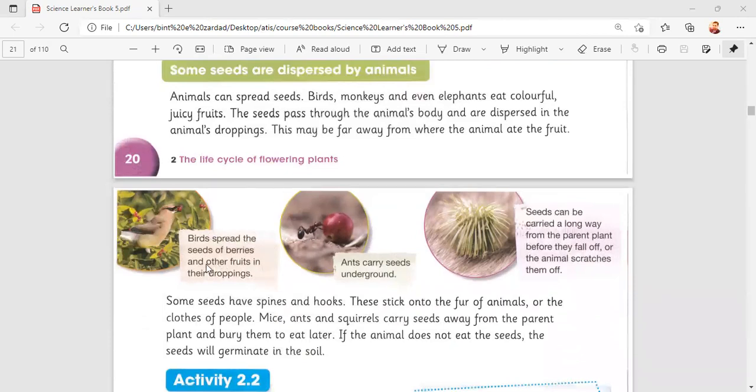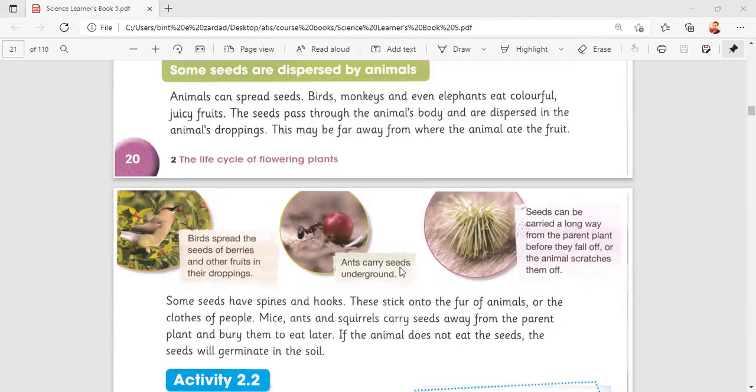So birds spread the seeds of berries and other fruit in their dropping. Obviously, the bird eats different small berries. They are colorful, but the seed of the berry has a hard surface. So what happens? It comes out in the dropping, from the bird's body.